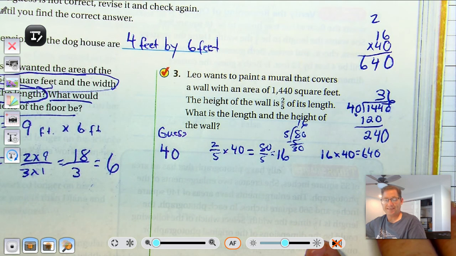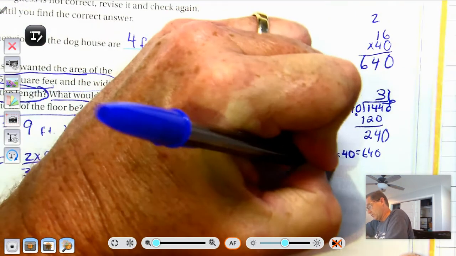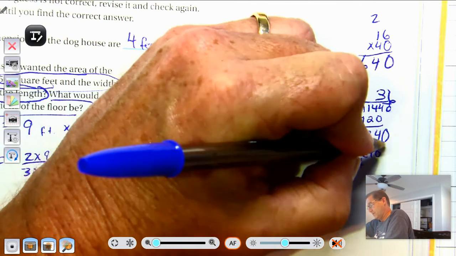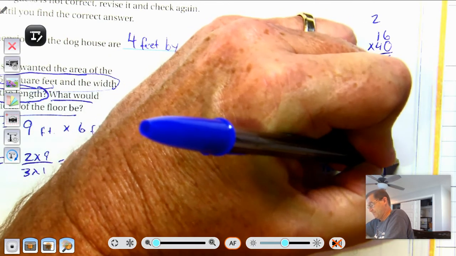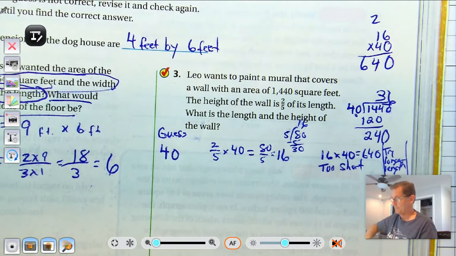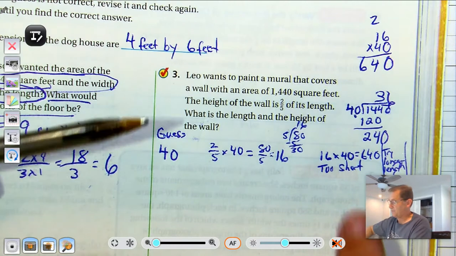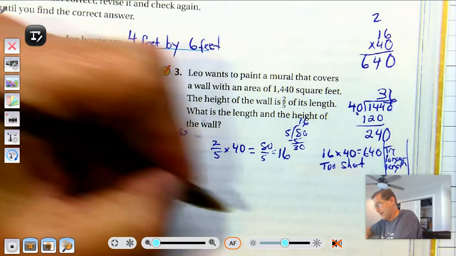Okay, so it's not 16 by 40, is it? That's going to be too short. So we're going to have to try something longer. Try a longer length. That was pretty low, 640. I think I'm going to try to double it, 80.